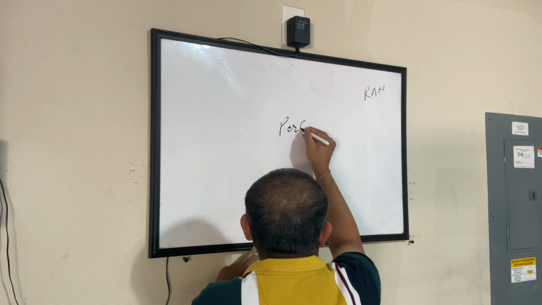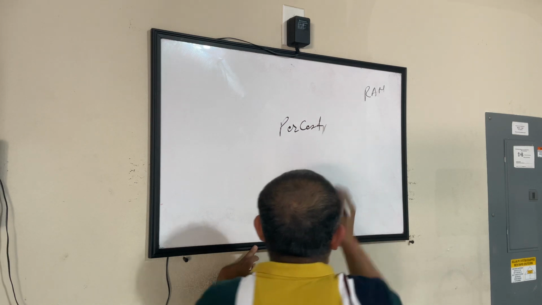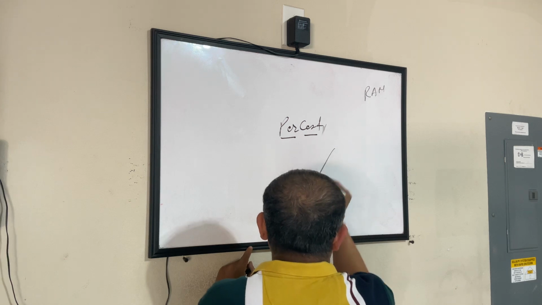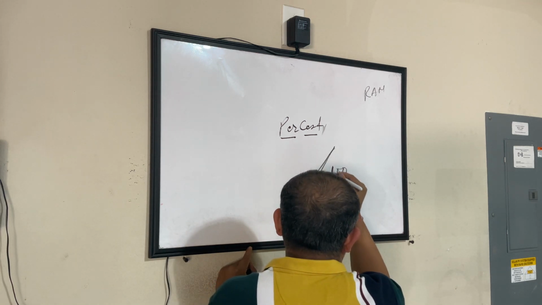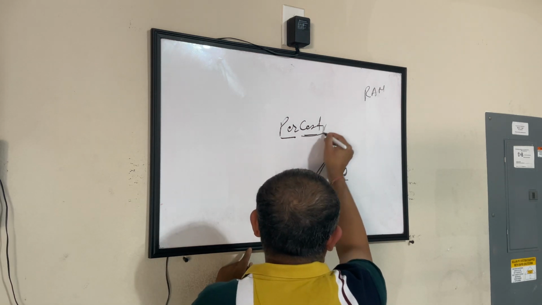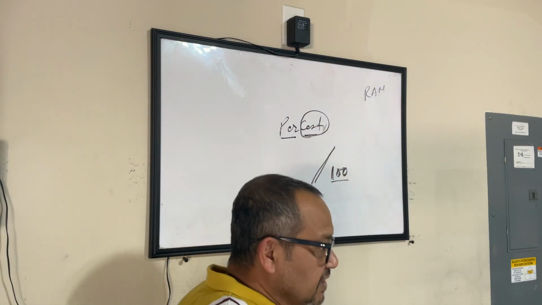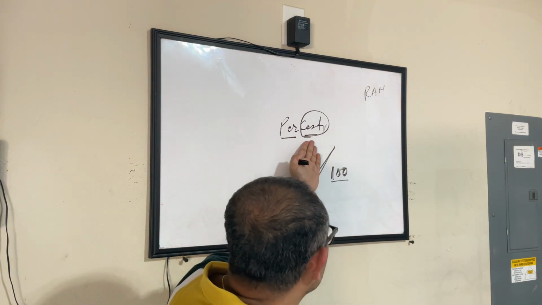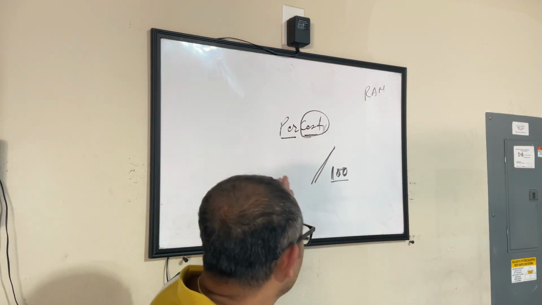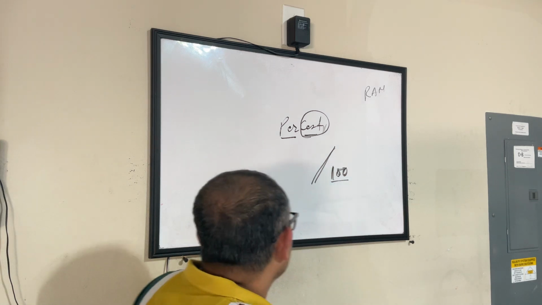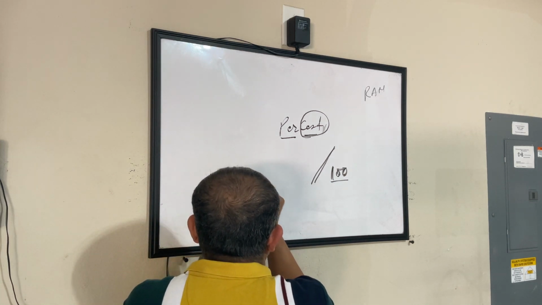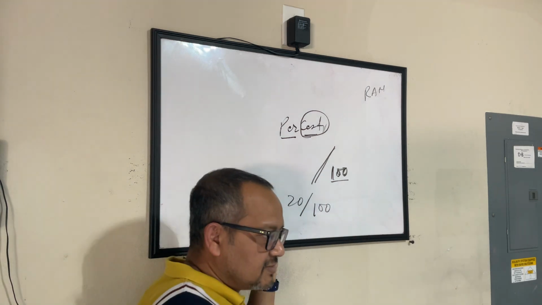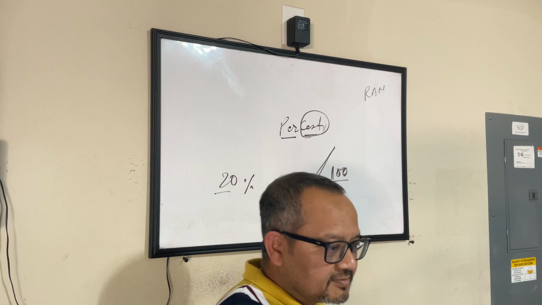Percent. Per hundred. Per and cent is 100. Cent is a short form of century, and century stands for 100. Everybody is following the IPL if you are watching IPL at all. So cent is a short form of century. Per 100. Now if I say 20%, now it becomes English.